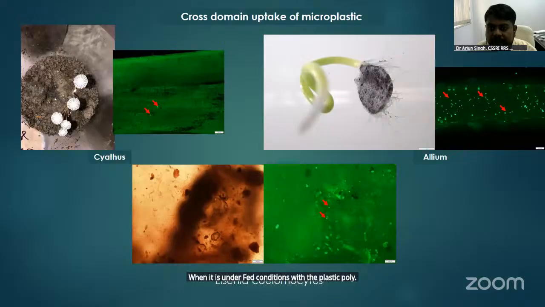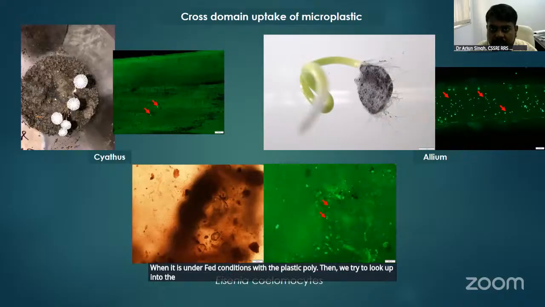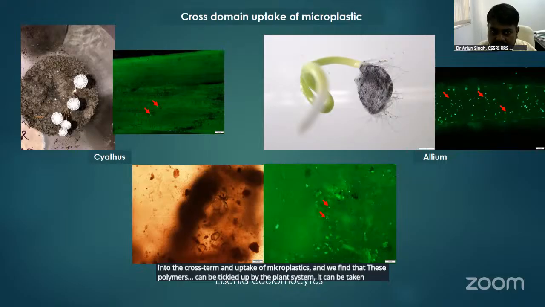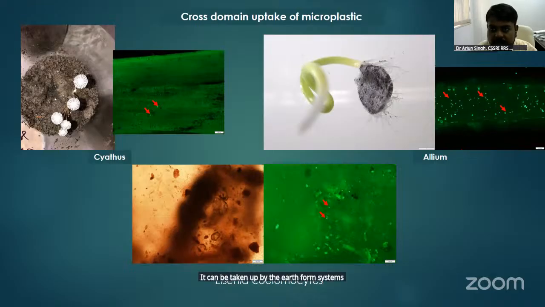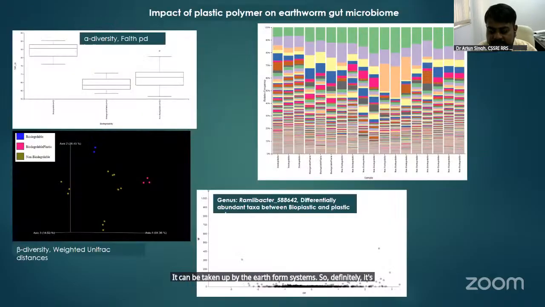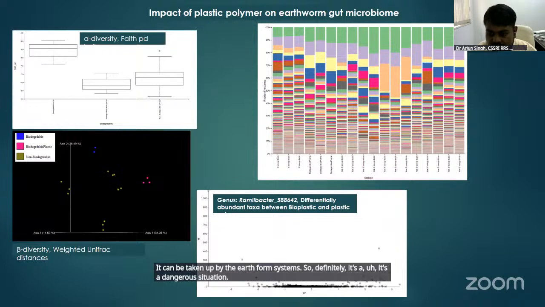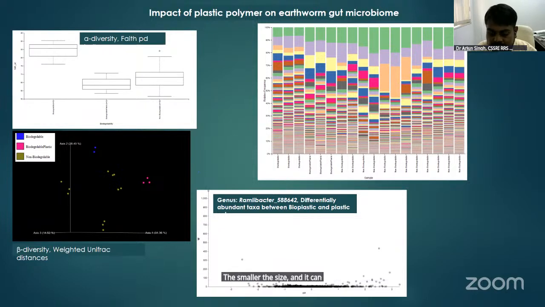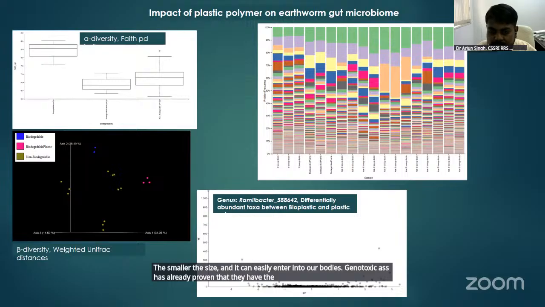Then we tried to look into the cross-domain uptake of microplastics, and we find that these polymers can be taken up by the plant system, by the fungal systems, and by the earthworm systems. So definitely it's a dangerous situation: the smaller the size, the more easily it can enter into our bodies. Genotoxic assays have already proven that they have the potential for carcinogenesis.